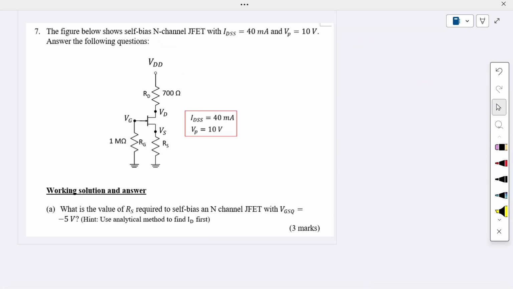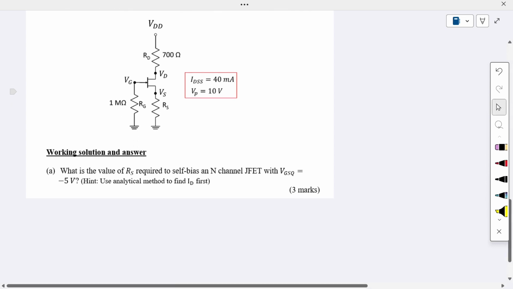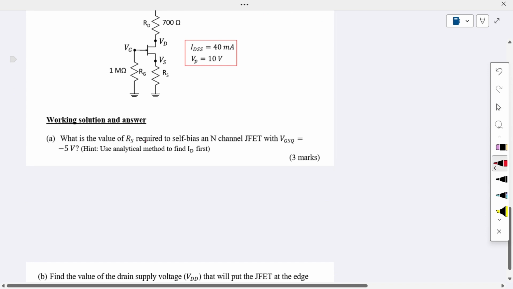Okay, now we see these questions. This is a self-bias N-channel JFET with IDSS of 40 milliampere, Vp of 10 volt. Question A: what is the value of RS required to self-bias the N-channel JFET so that we get the Q point VGSQ equal to minus 5 volt?